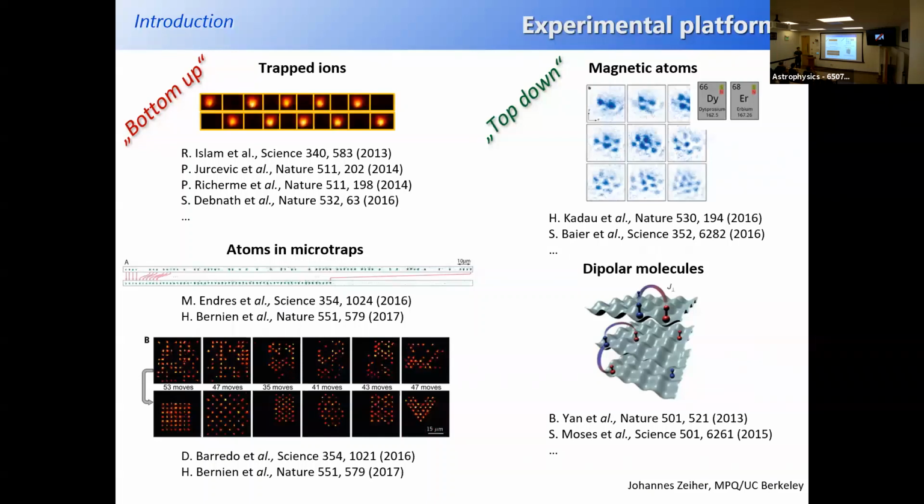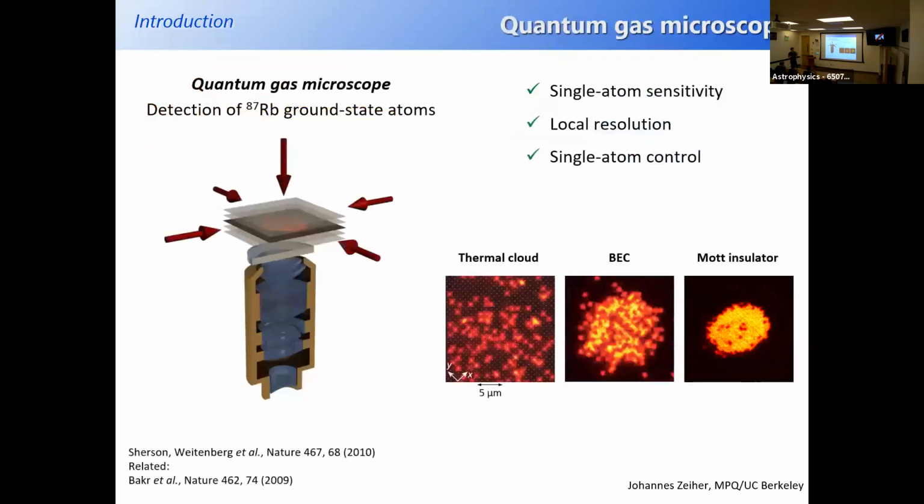And our experiment is somewhere in the middle because we have a top-down approach, in that we cool the gas of ultracold rubidium down to very cold temperatures, but then we introduce interactions later by coupling to Rydberg space. So what is our experimental platform? It's this quantum gas microscope.